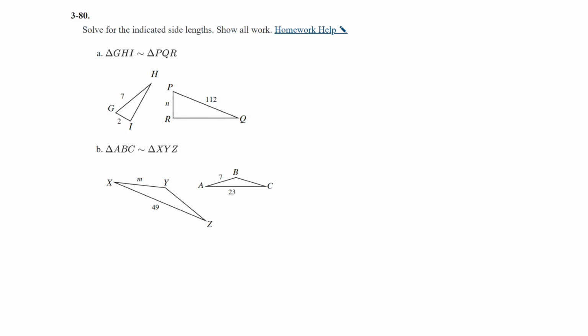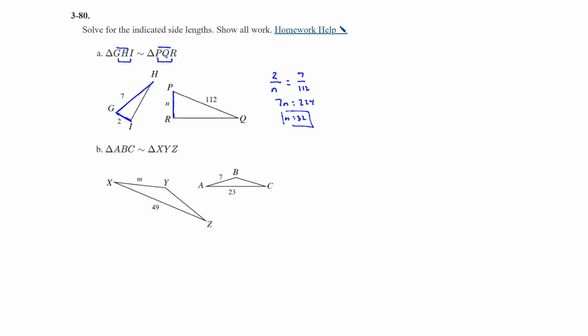Question 80. Solve for the indicated side lengths. Show all your work. So once again, we know the triangles are similar, so let's just match up the corresponding sides. GI is 2. GI matches up with PR, that's divided by N, or over N. And then we want to do GH, which is 7, and that matches up with PQ, which is 112. So 7 over 112. And then we can do our cross multiplying, and then divide by 7. And 224 divided by 7 is 32. So N is equal to 32.